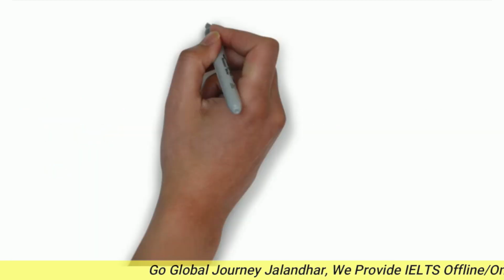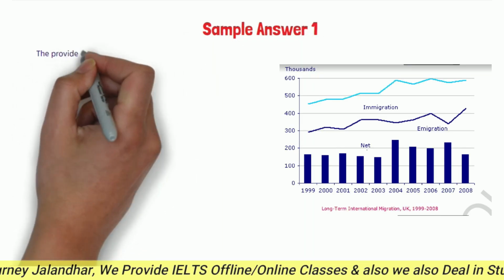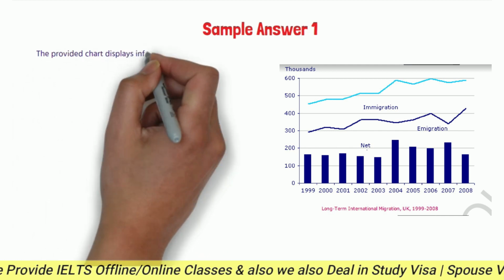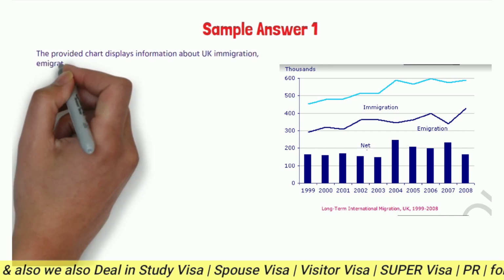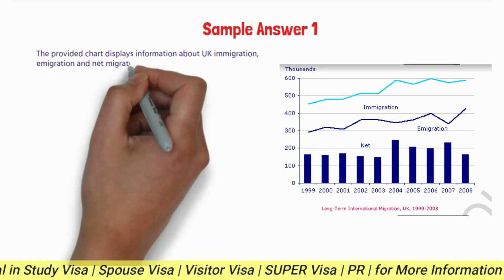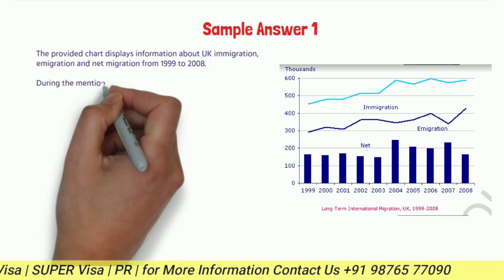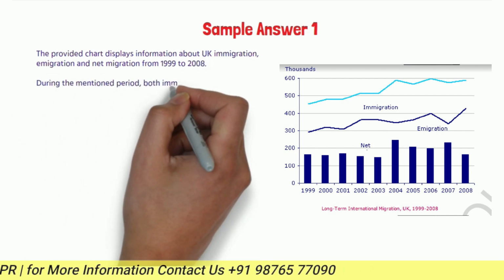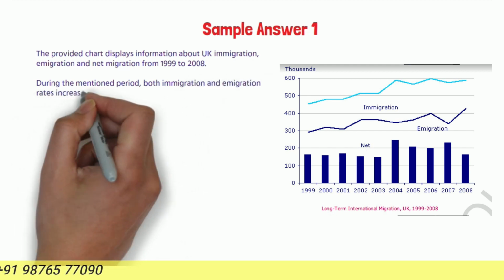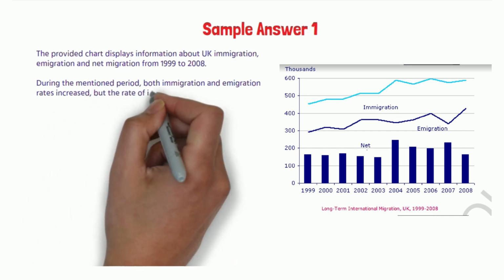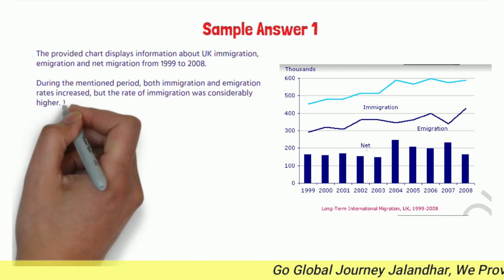Now look out for sample answer number 1. The provided chart displays information about UK immigration, emigration and net migration from 1999 to 2008. During the mentioned period, both immigration and emigration rates increased, but the rate of immigration was considerably higher. The peak of net migration was observed in 2004 and 2007.